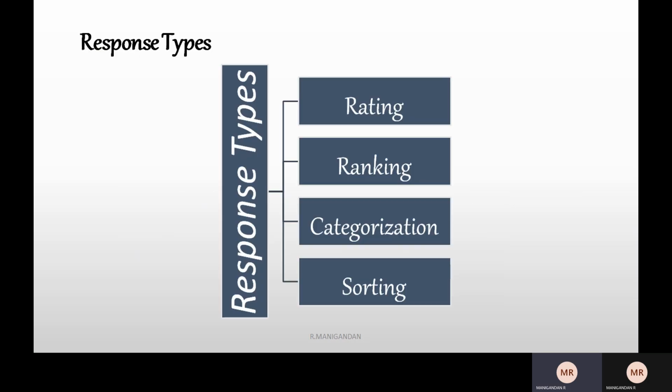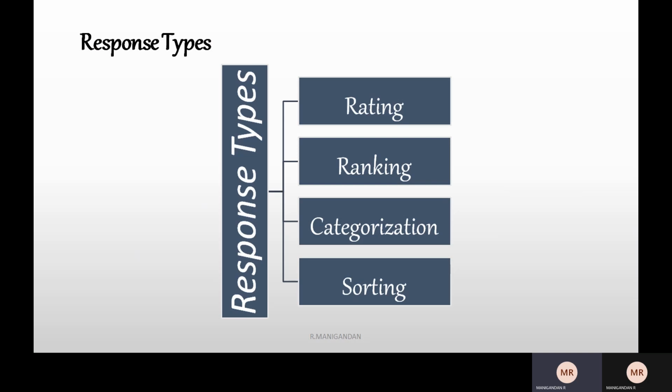Next, response types. What are the types of responses you are getting? The first one is rating. Rating indicates 5 stars, 3 stars, 4 stars, based on stars. The next thing is ranking. Ranking is a very important thing while you are collecting data.